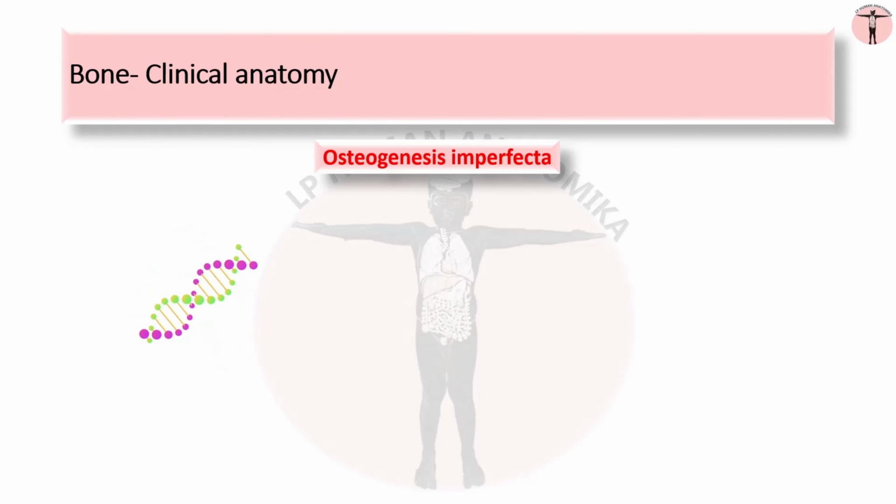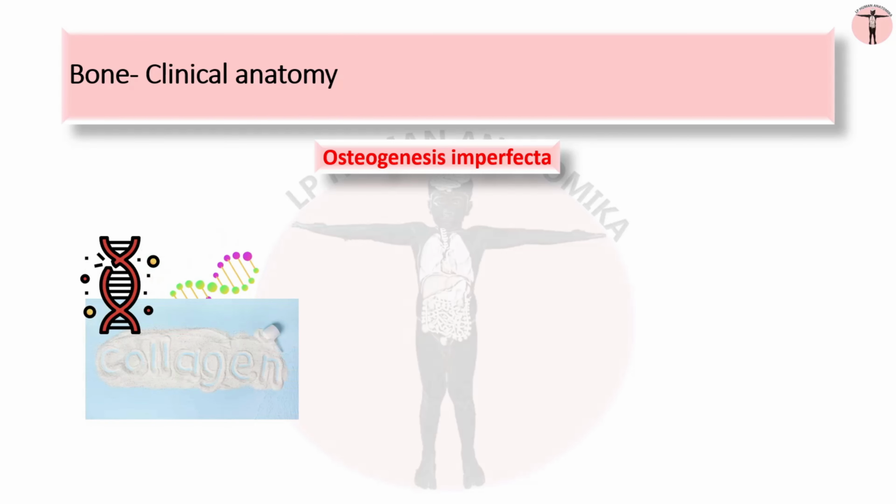Osteogenesis imperfecta is a rare genetic disorder characterized by fragile bones that are prone to fracture, as well as other symptoms affecting various parts of the body. It is also known as brittle bone disease. Osteogenesis imperfecta is caused by mutations in genes responsible for producing collagen, which is a protein that provides strength and structure to bones, among other tissues.